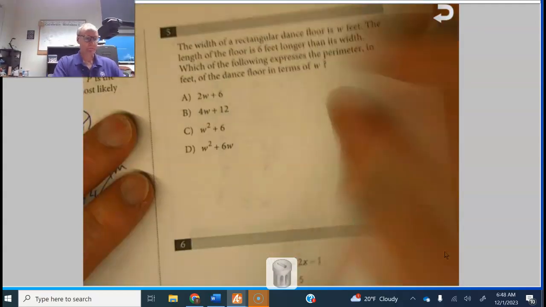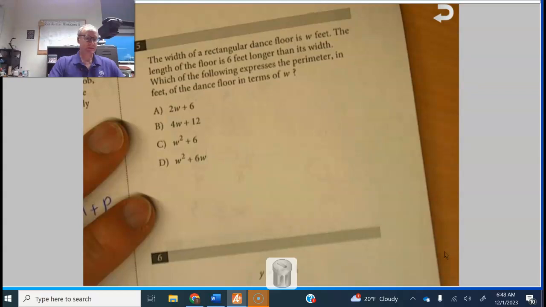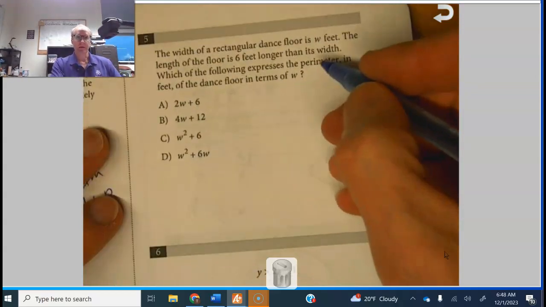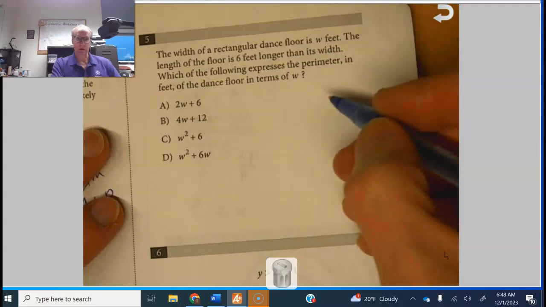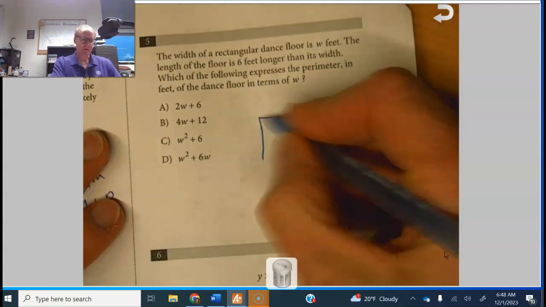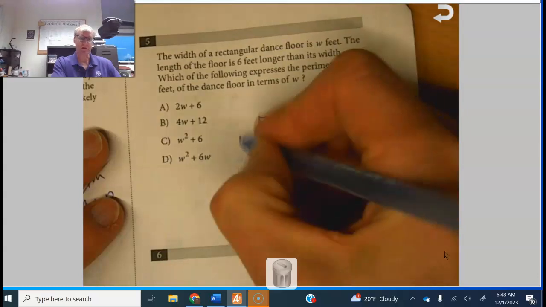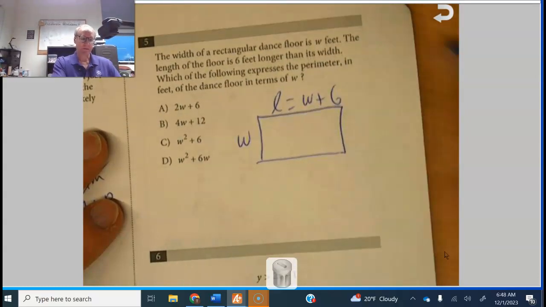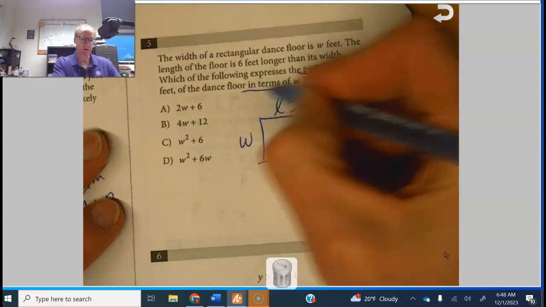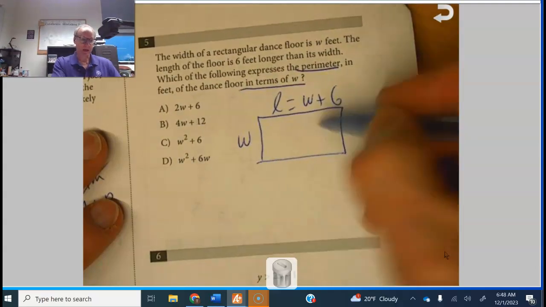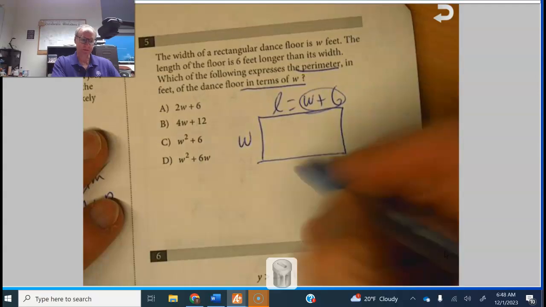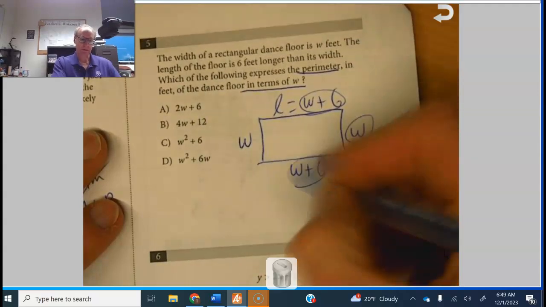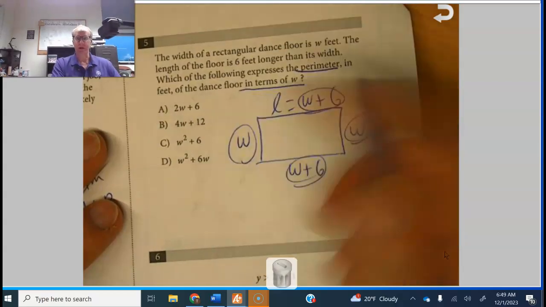All right, number 5. It says the width of a rectangular dance floor is W feet. The length of the floor is 6 feet longer than the width. We've got a dance floor, it's rectangular, we've got W, L is equal to W plus 6, and they want the perimeter in terms of W. So I'm just going to add up all the sides, W plus 6, W plus 6, W plus W. That's going to give me my perimeter.